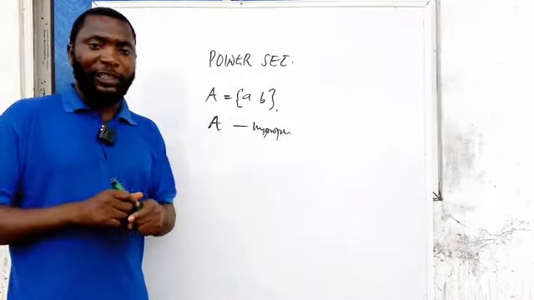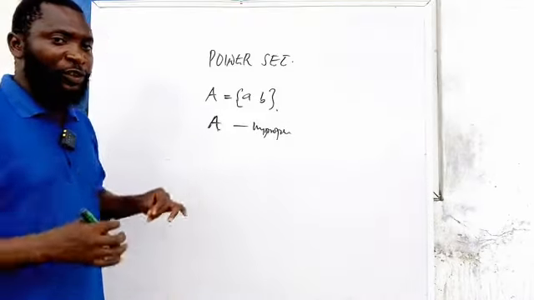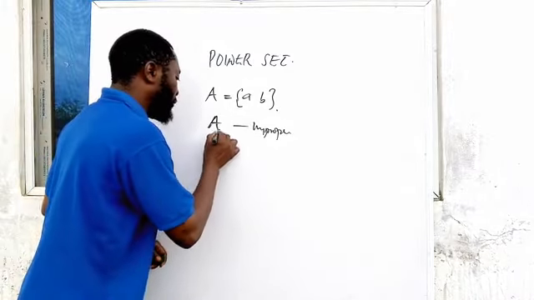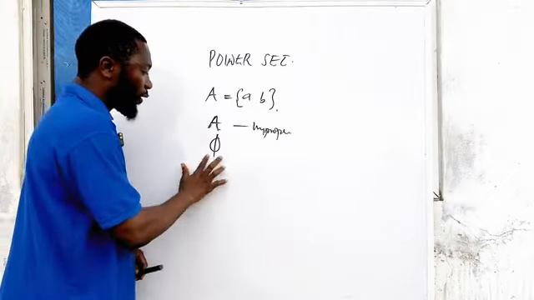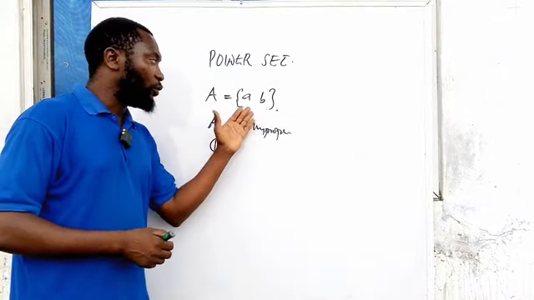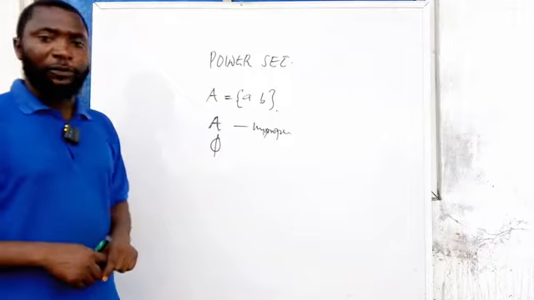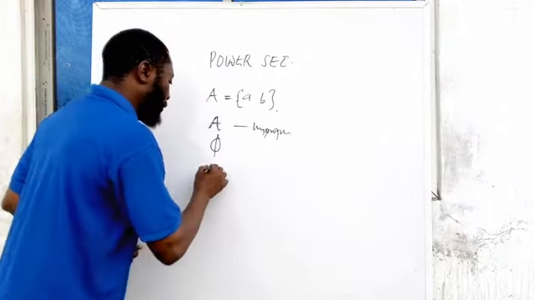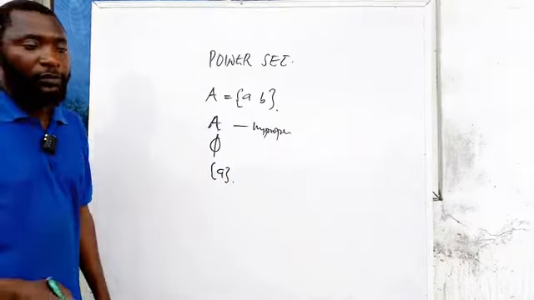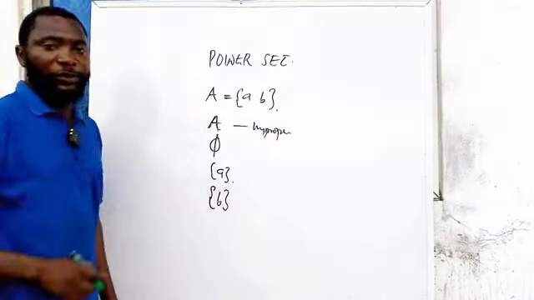Another automatic subset of any given set is the empty set. The empty set is an automatic subset of any given set. So number 2 is the empty set. Now the next one is you try to form subsets from this. How do you form subsets from this? I can form a single set of A. This is a subset. I can also form another set with B. This is also a subset.